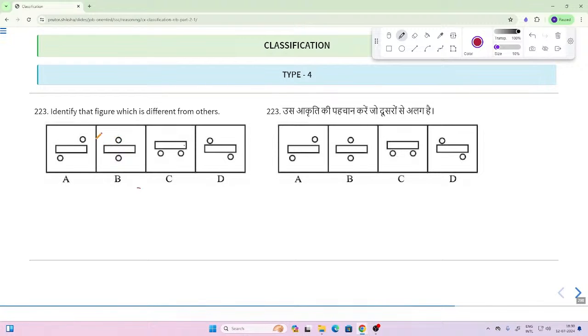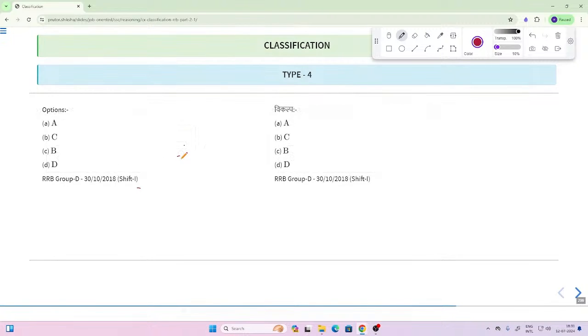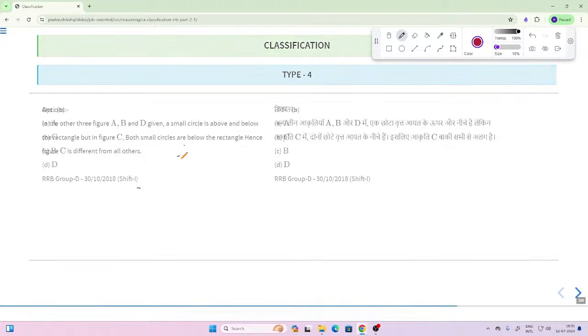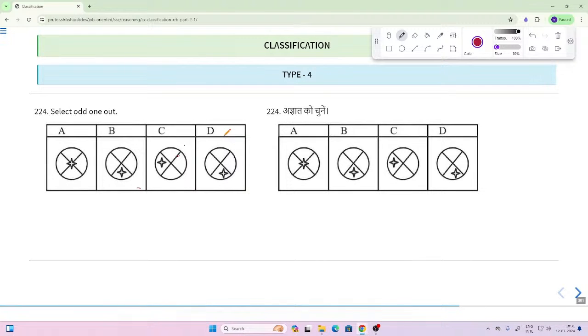A, we have a circle with a division sign, one circle above, one circle below. B, again one circle above, one circle below. C, two circles below, and D, one circle above, one circle below. So only in figure C are both circles down below. So option C. In the other three figures A, B, D, a small circle is above and below, while in C both are below. Hence it's the odd one out.